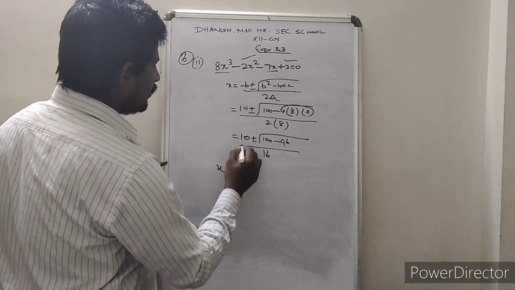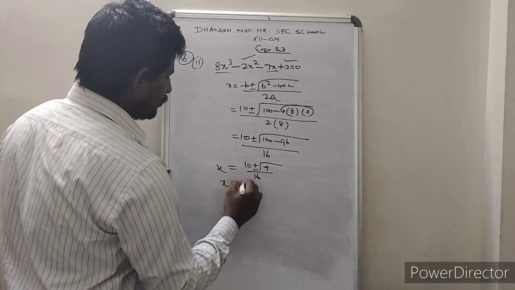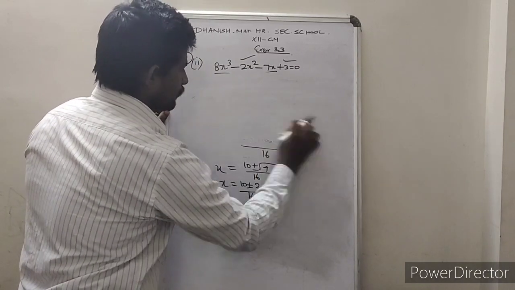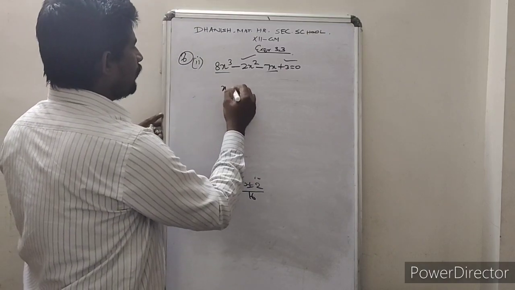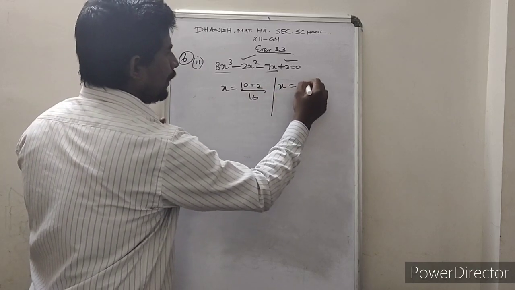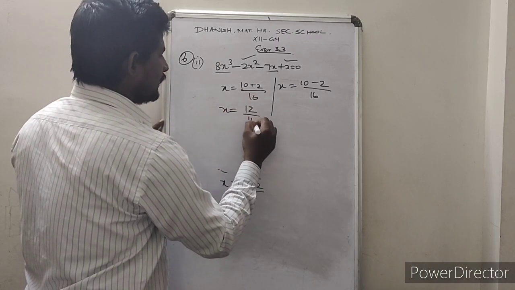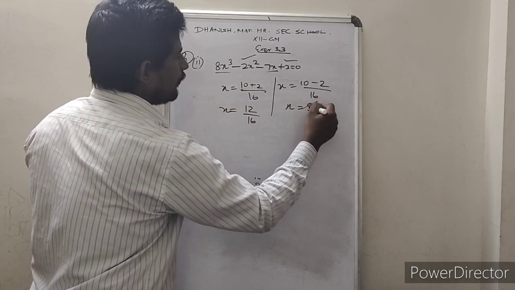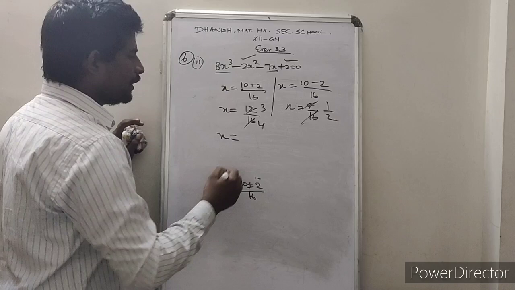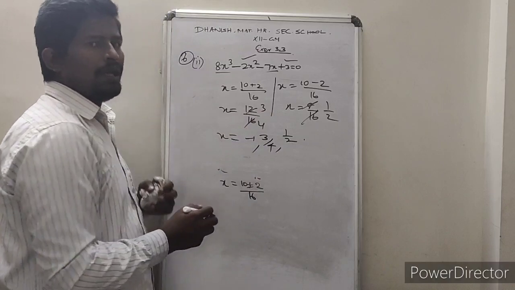Now, this is x equal to 10 plus or minus root 4 divided by 16. So, x equal to 10 plus or minus 2 divided by 16. First, we can take plus 2: x equal to 12 by 16. Then we can take minus 2: x equal to 8 by 16. Here, we can cancel: 3 by 4 and 1 by 2. Already we got our x as minus 1. So, minus 1, 3 by 4, 1 by 2 are the required roots.